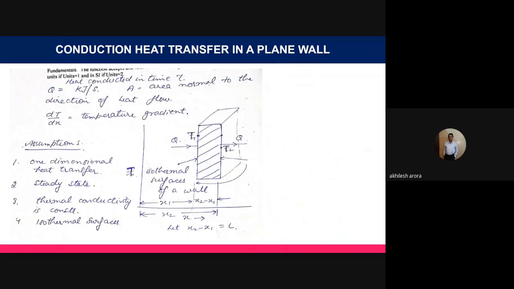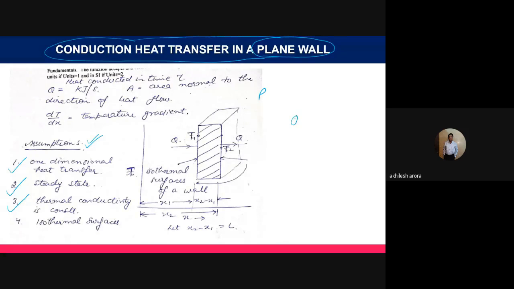Now I am talking about a plane wall case. So you can see it here. This is a plane wall. Now I am going to calculate the conduction heat transfer in a plane wall. I am making certain assumptions. What are those assumptions? First of all, I am saying one dimensional heat transfer. Second, I am saying it is a steady state. Third, I am saying that the thermal conductivity is constant.